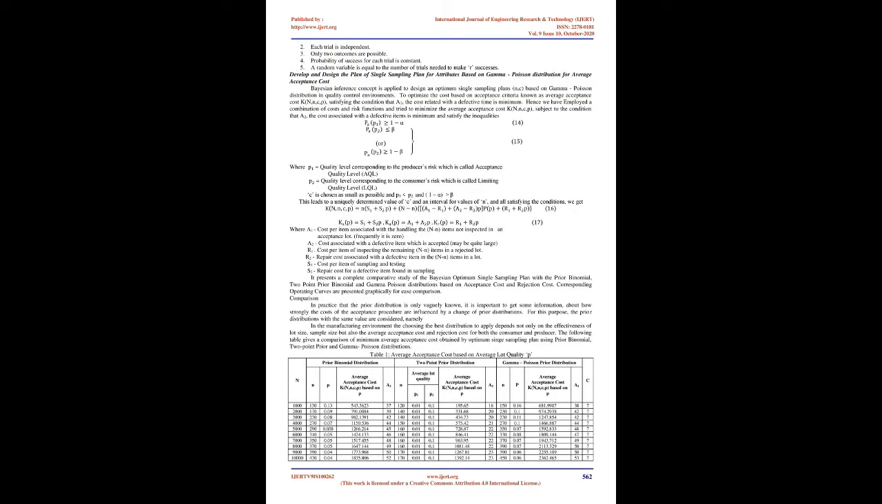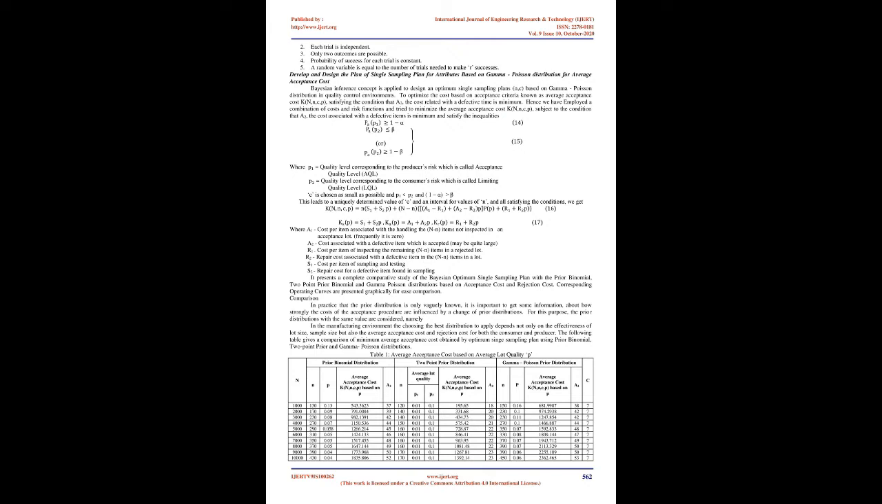Where P1 equals the quality level corresponding to the producer's risk, which is called the acceptable quality level, AQL. P2 equals the quality level corresponding to the consumer's risk, called the limiting quality level, LQL. K(n, c, p) equals n plus (N minus n)(A1 R1 plus A2 R2) p, plus R1 plus R2 p (5). Ks(p) equals S1 plus S2 p. Ka(p) equals A1 plus A2 p. Kr(p) equals R1 plus R2 p (6).